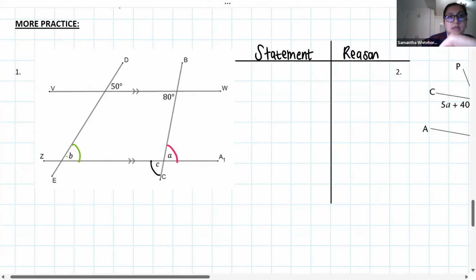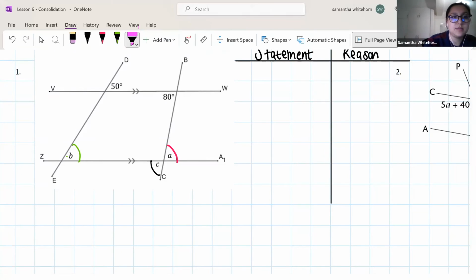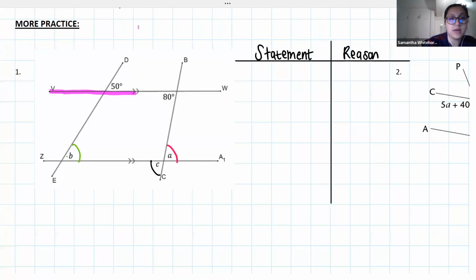All right, so just to help us out here, because we seem to be slow to start after brain break. VW is parallel to AZ or ZA, it doesn't really matter. They've got the arrows on them, so I know that they're parallel. So hopefully that helps. Let's see what we get. Answers in the chat, please, with reasons.